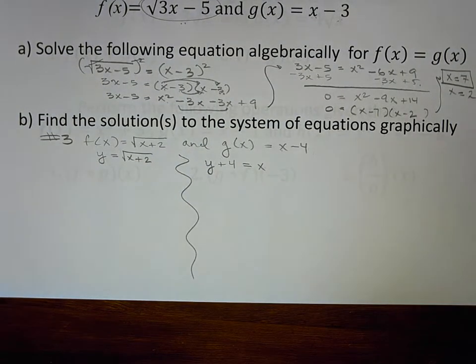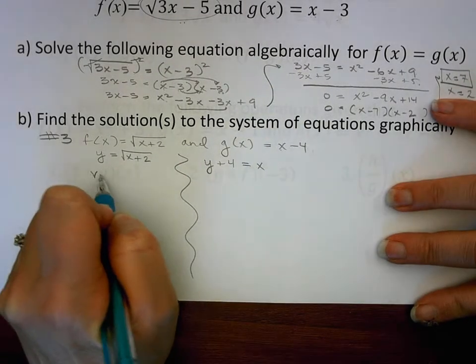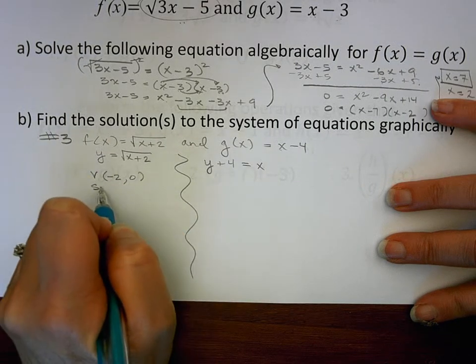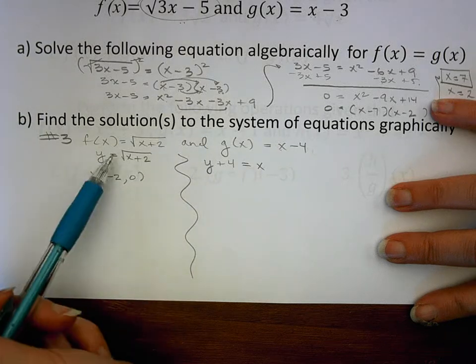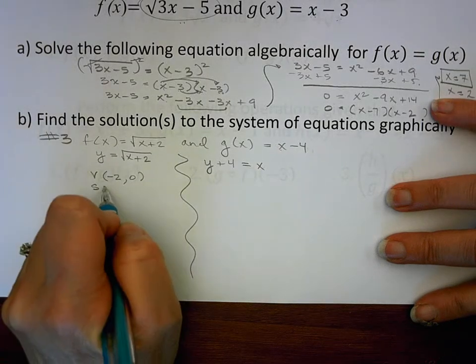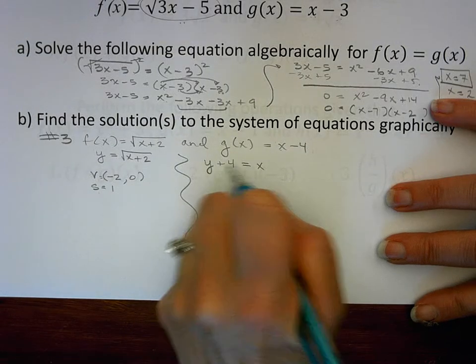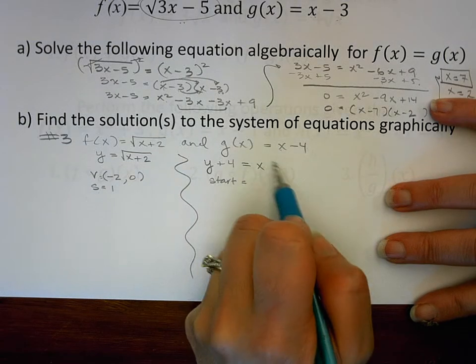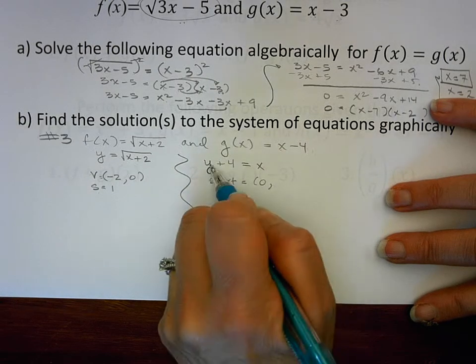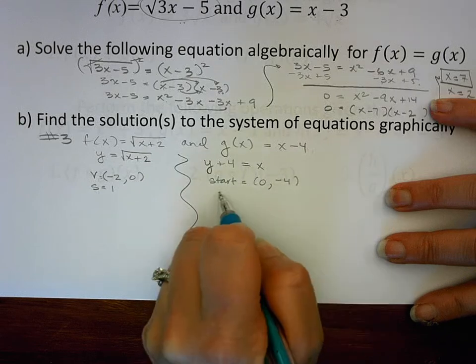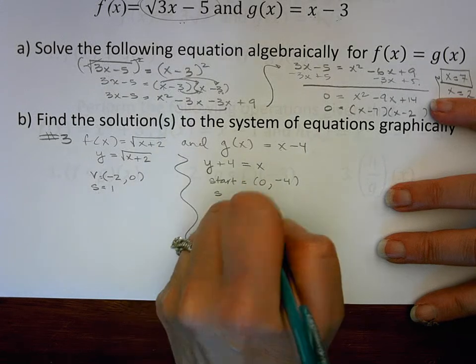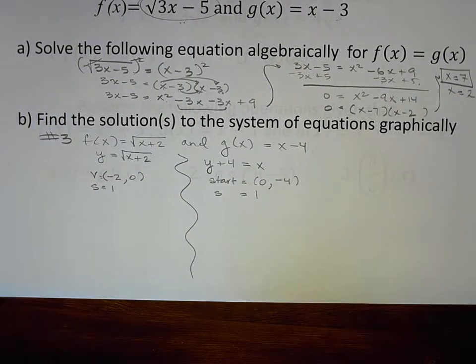And then I can find my vertex or start point. So for the vertex here, it would be -2. Nothing's being added, so 0. And then my stretch, or my a value, is the number in front, which is just 1. Over here, my start point, it's not really a vertex if it's a line. Nothing's being added to the x. And then for my y, it would be -4. And then my slope, which is really, I guess, a stretch as well, is a number multiplying x, which is 1. So now I'm going to go ahead and graph.